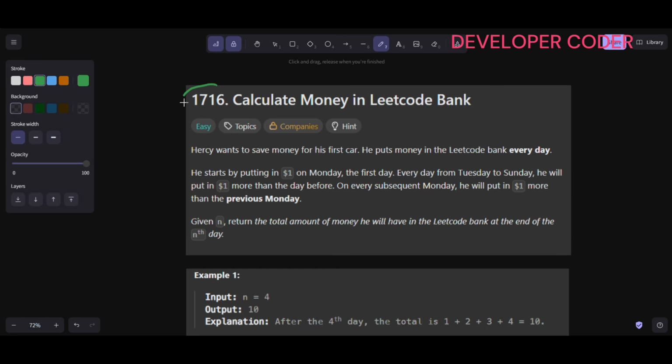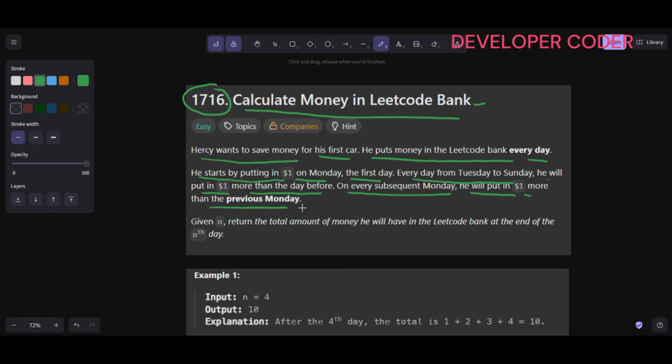Problem number 1716, Calculate Money in LeetCode Bank. So let's read the problem statement. Hershey wants to save money for his first car. He puts money in the LeetCode Bank every day. He starts by putting in $1 on Monday, the first day, and every day from Tuesday to Sunday he will put in $1 more than the day before. On every subsequent Monday he will put in $1 more than the previous Monday.